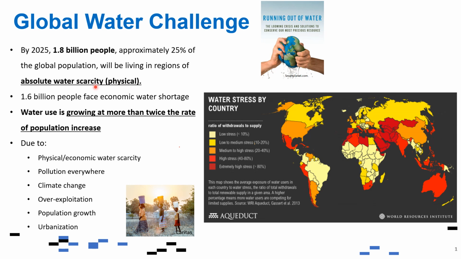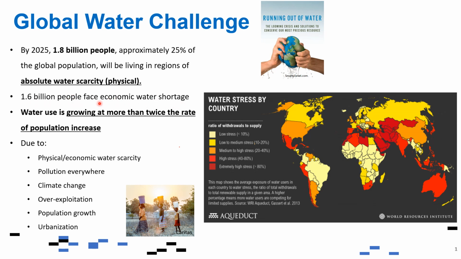So when we talk about physical water scarcity, this means that the water resource is not available in a specific area, or that they have the resource, but the demand is much higher than the availability of that resource. And at the present time as well, around 1.6 billion people are already facing economic water shortage.